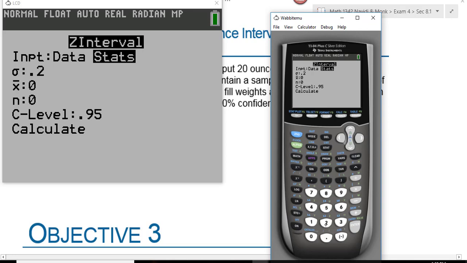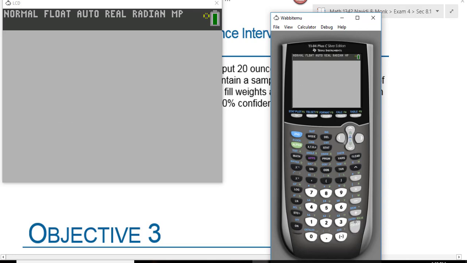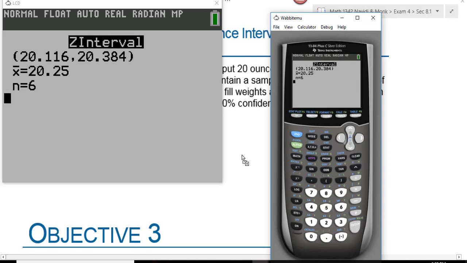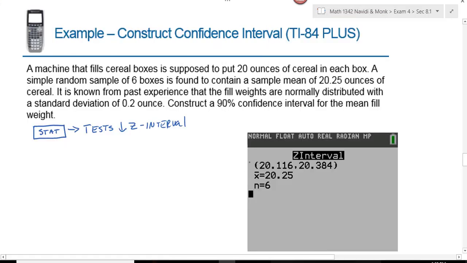The mean weight of the cereal we said from our sample is 20.25. Our sample size was 6. And our confidence level was 90%, so we're going to put our C level at 0.9, and then we hit enter. This screen right here gives us our output. Notice we get the same answer. It goes from 20.12 to 20.38.